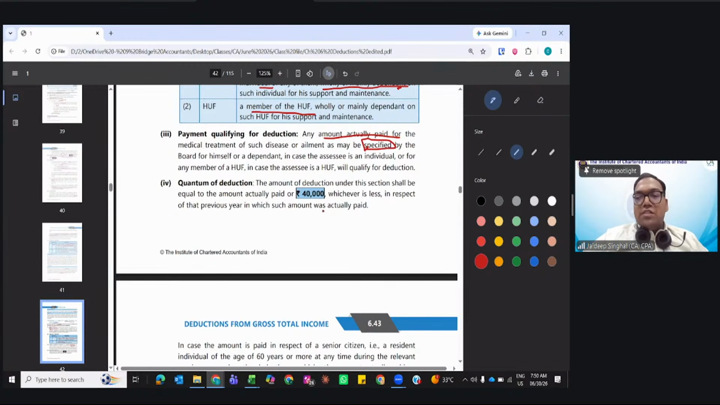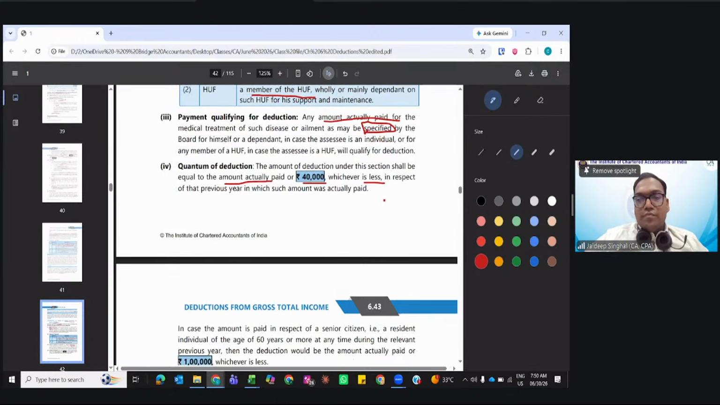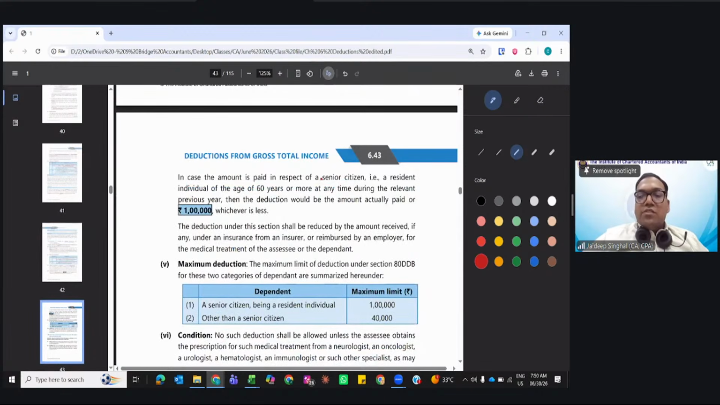Quantum of deduction is whatever is the actual expense, amount actually paid, or 40,000, whichever is less. Or in case the person for whom the amount is paid is a senior citizen, then it is 1 lakh or less. Clear?